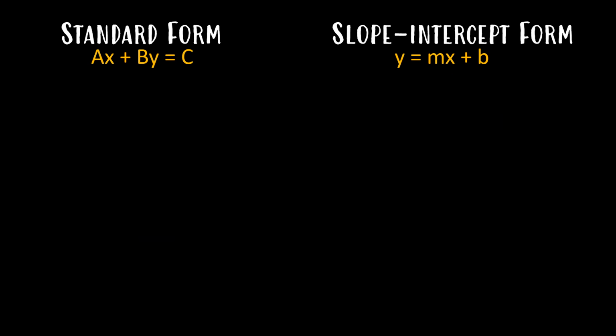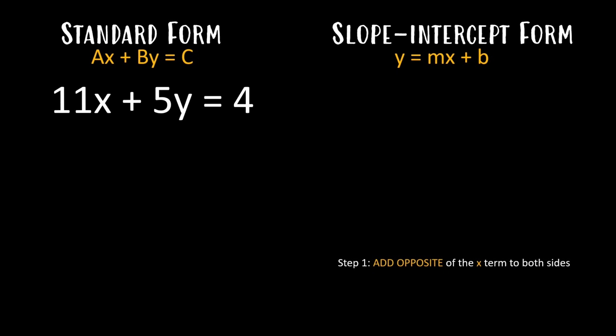Okay, so let's have another example. So, another example, so that is 11x plus 5y equals 4. So, following the two steps. So, first, add down ng opposite of the x term to both sides of the equal sign. So, add lang tayo ng negative 11x. Kasi positive 11x yun. So, opposite of that. And then, to both sides of the equal sign.